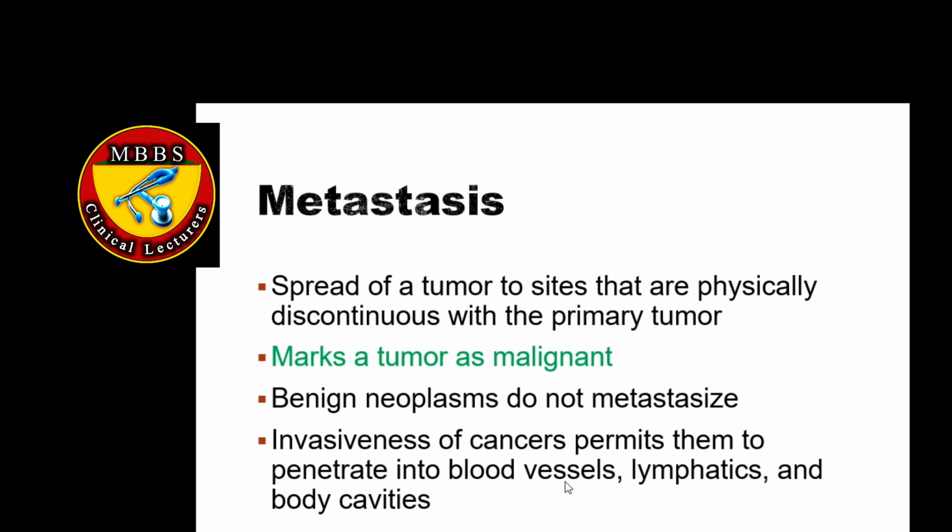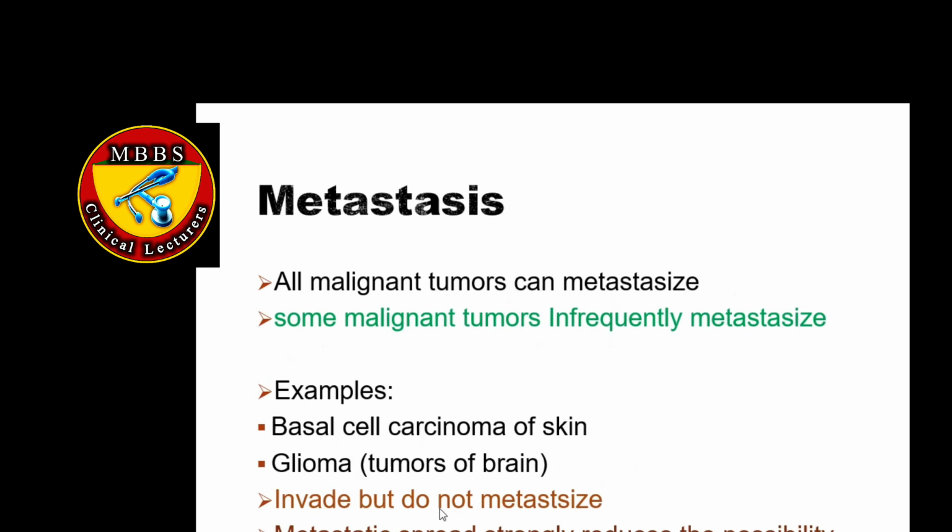Now, how do metastases occur? These tumorous or malignant cells invade the blood vessels, they invade the lymphatics, they invade the body cavities, and this is how they spread throughout the body. We will see it now in detail. So all malignant tumors can metastasize, yes.